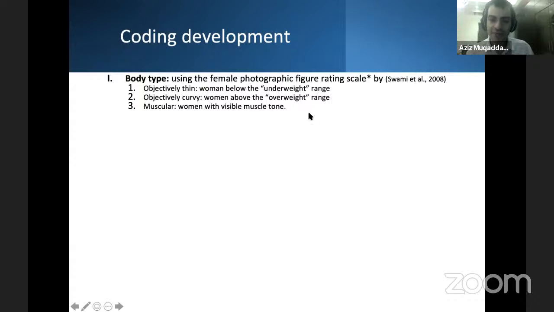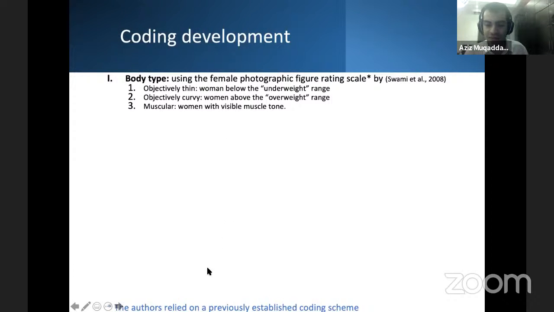So they use a female photographic figure rating scale. So that's an actual scale that's been studied and published. And they would use those standards to apply to their research. And so those standards had like 3 categories, so 3 levels: objectively thin, objectively curvy, and muscular. And so they define muscular women with visible muscle tone. And then they had ranges, like visual ranges of what would constitute thin or curvy.